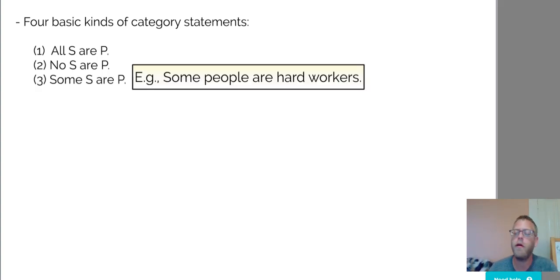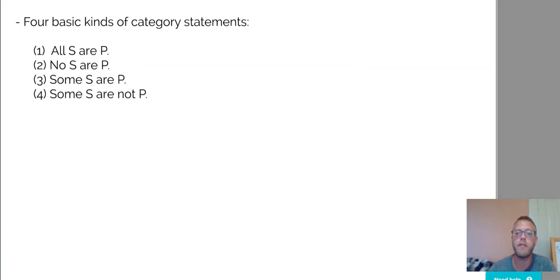Or we can say some S are P. Some people are hard workers. Right? Some people are not, but there's some that are. So we're talking about the members of a group, right? In this case, the group is people in general. We're saying that some members of that group are also members of the group hard workers.